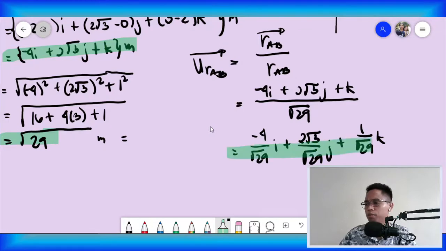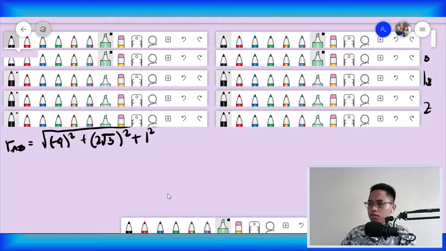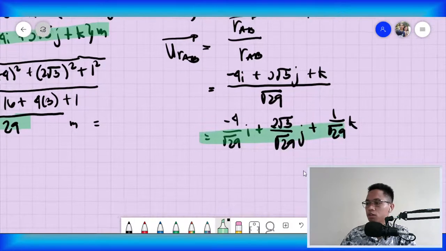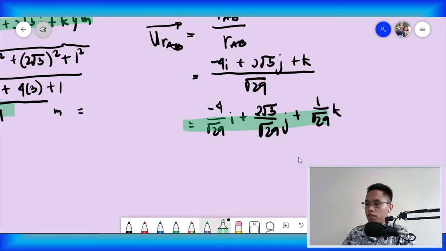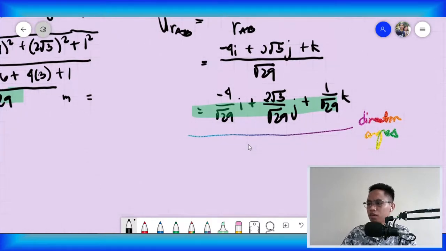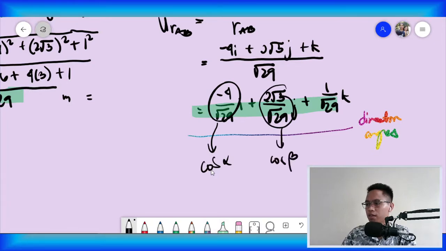Now, what I said before is that from this part alone, you automatically get your direction angles. You get them automatically, because this value would be your cosine alpha. This value would be your cosine beta. And this value would be your cosine gamma.